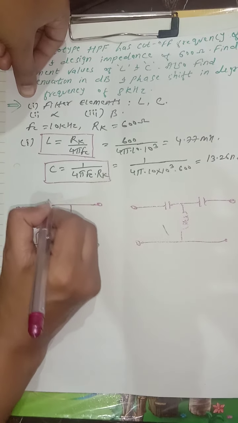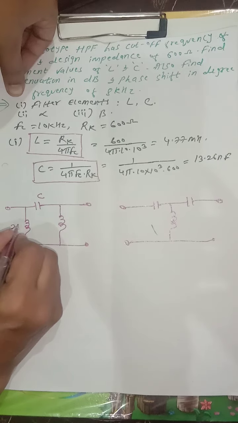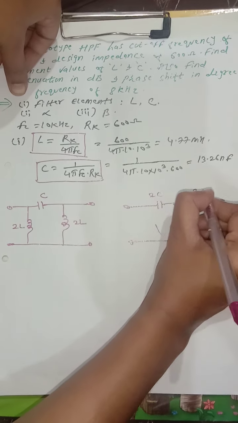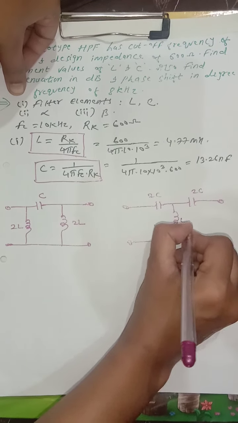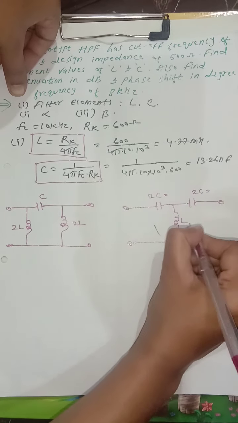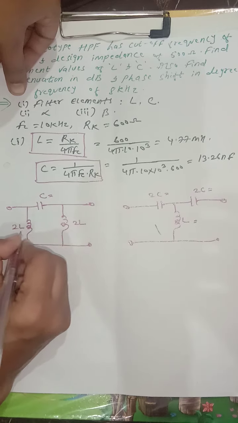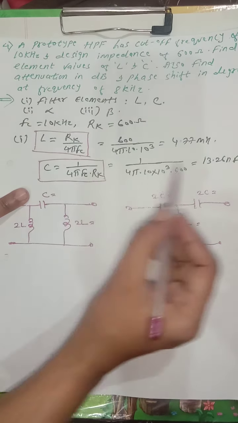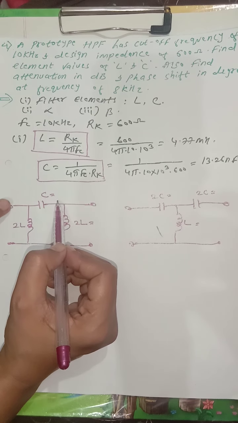So what we need, this is the capacitor C, here is the 2L, here is the 2L, here will be the 2C, here will be the 2C, and here will be the L. So in all cases, you need to note the values. So what will be the C? Directly you can note here the 13.26 nanofarad.